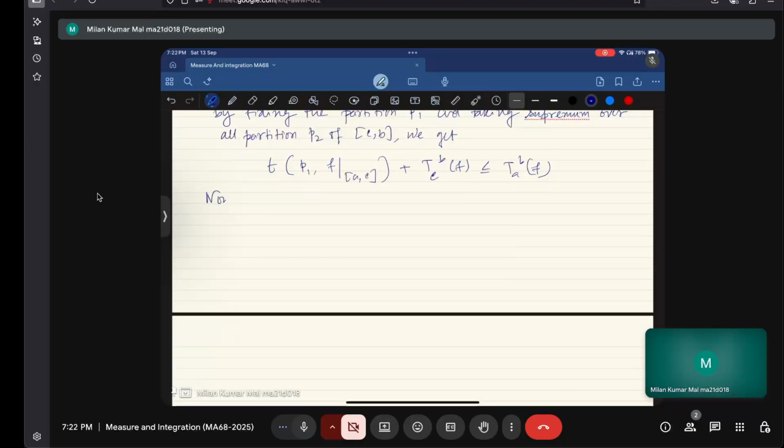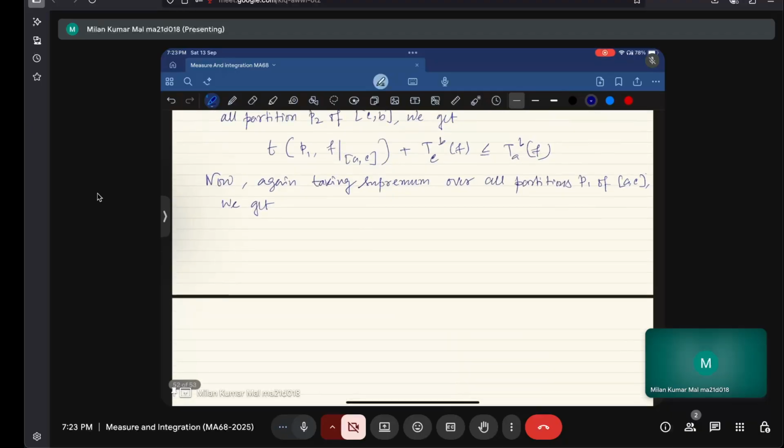Now again taking supremum over all partitions p1 of a to c, we get t a to c f plus t c to b f, which is less than or equal to t a to b f. So let's call this 2.